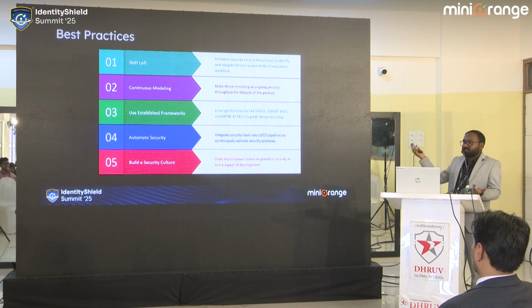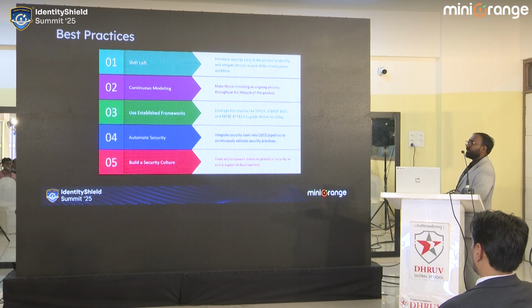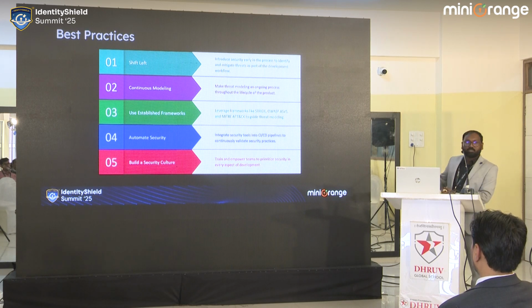Just like we had the STRIDE model, it was easy for us to identify what could go wrong if I'm just going through, is spoofing possible? Okay, just like that. After that, automate security. Yep, that's the same thing we discussed. You should have some things automated to save time and to repeat them continuously, and build a security culture.